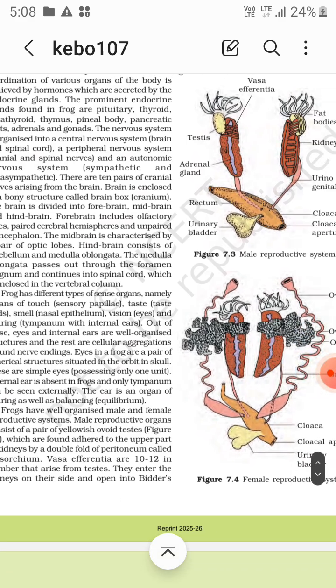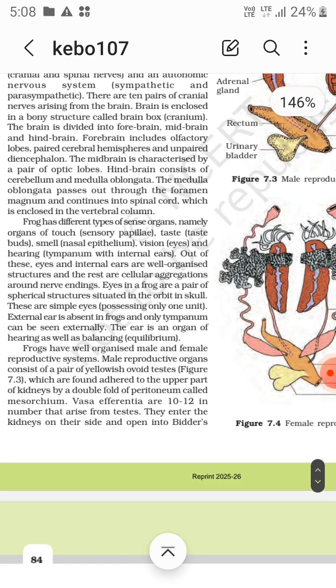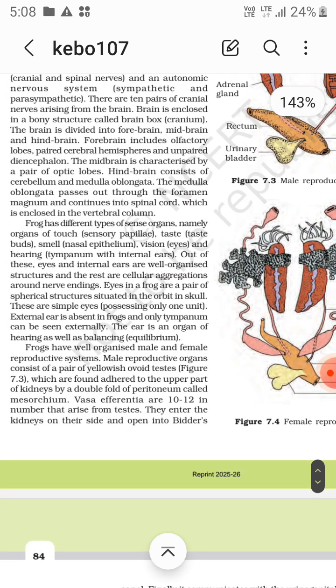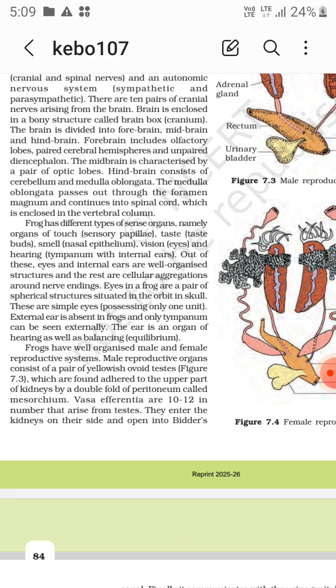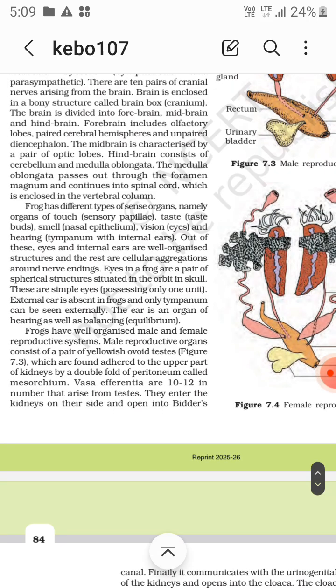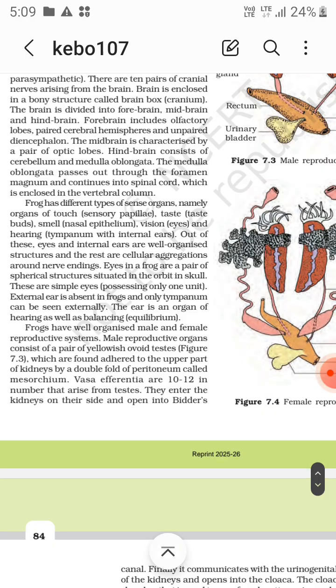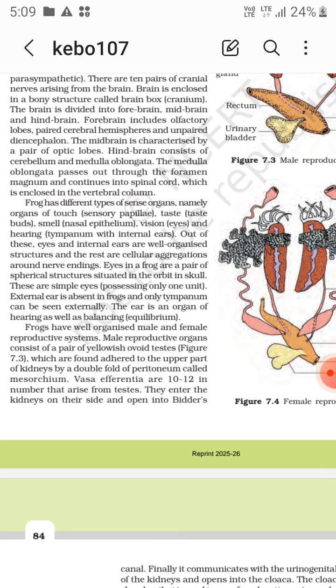Now the frog has different types of sense organs, namely organs of touch, that is sensory papillae, taste buds for taste, nasal epithelium for smell, eyes for vision, and tympanum with internal ears for hearing. Out of these, eyes and internal ears are well organized structures, and the rest are just cellular aggregations around the nerve endings.